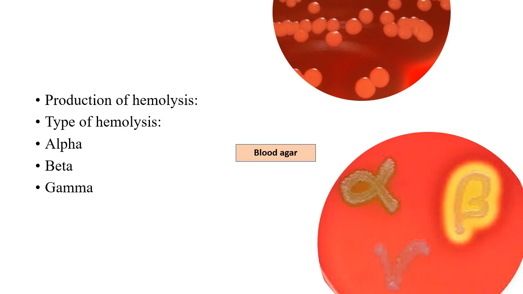One is alpha, in which what are we doing? We're seeing this discoloration which is greenish in color. And that is because of partial discoloration, the partial hemolysis of the RBCs. And that gives you that greenish color. And then you have beta hemolysis, which is produced by bacteria which lyse the RBC completely. And then there are bacteria which do not lyse the RBCs at all, that means there is no hemolysis, and these are called gamma. This type of hemolysis or no hemolysis is called gamma hemolysis.